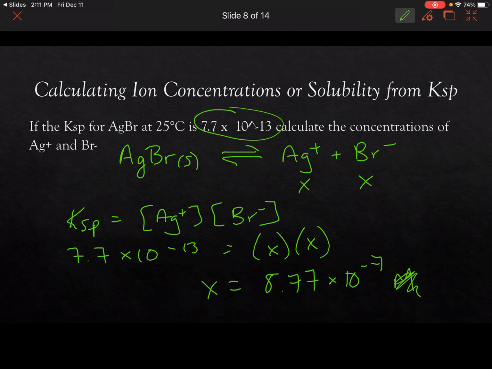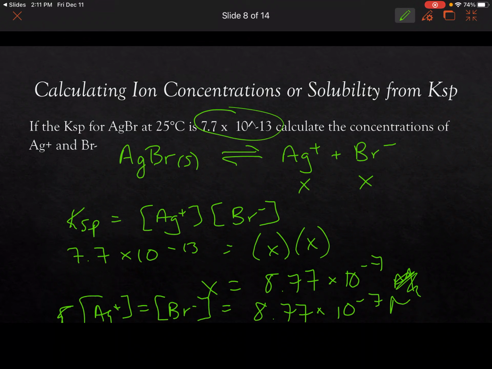Well, actually, I sort of jumped a step. So that is what my X is equal to. Now I'm asking you to calculate those concentrations. So you would have to say then Ag+ is equal to Br-, which is all equal to 8.77 times 10 to the negative 7 molar. Okay, so that's how you would do that problem there.